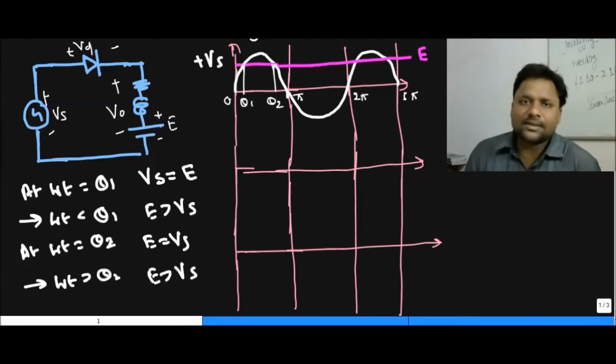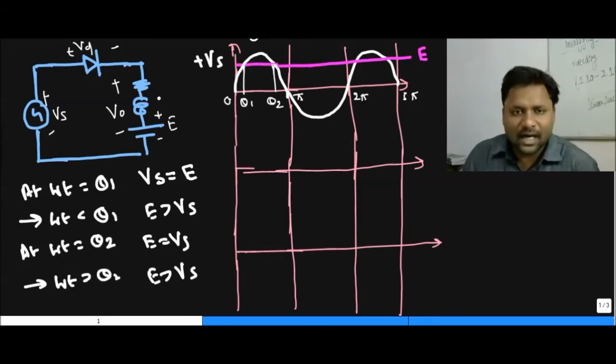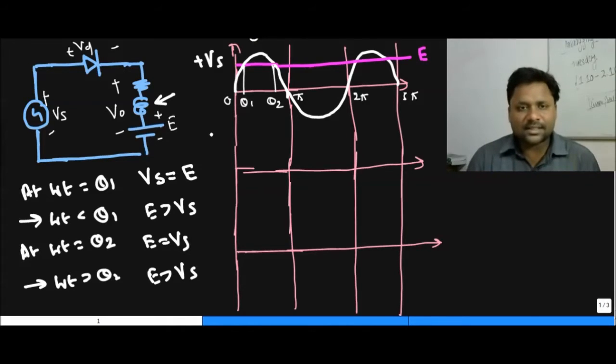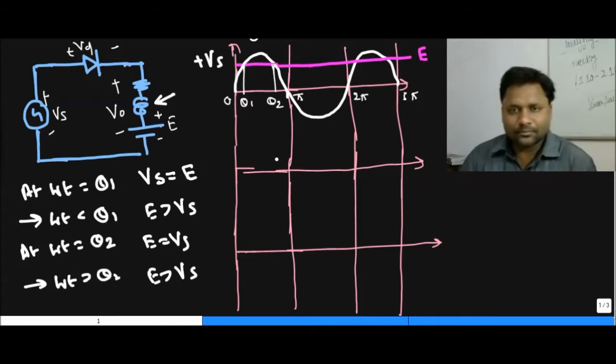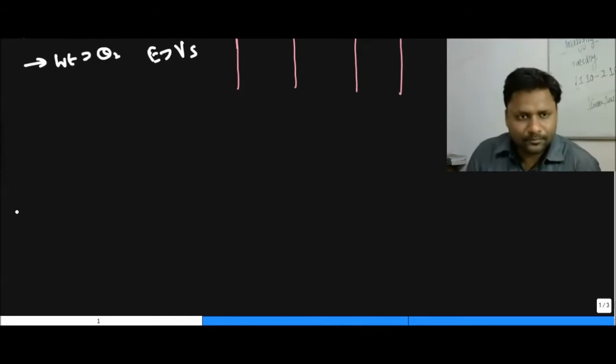This we have understood in lecture number 2.6 in the RE load. But here we are having the RLE load. There is an additional inductor, and how the waveform is changing, that we are going to discuss. So the critical points to understand in this lecture are theta 1 and theta 2. So let's move on to our mode 1.